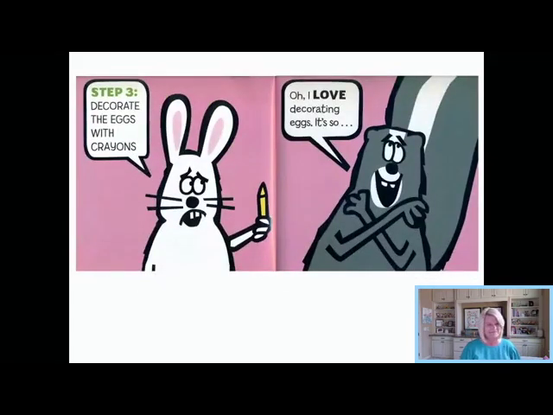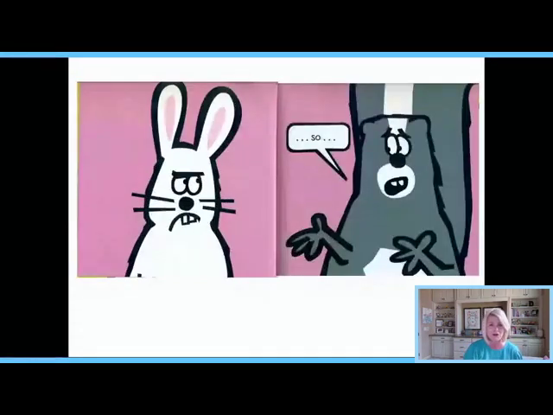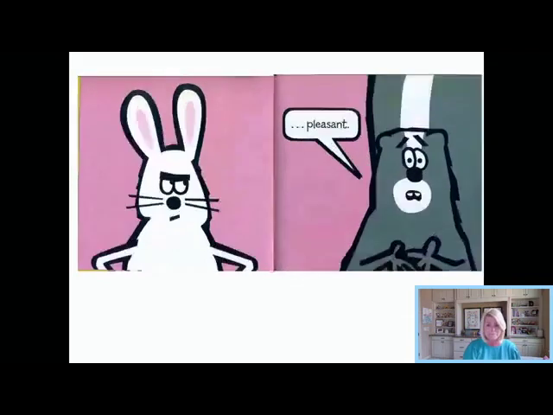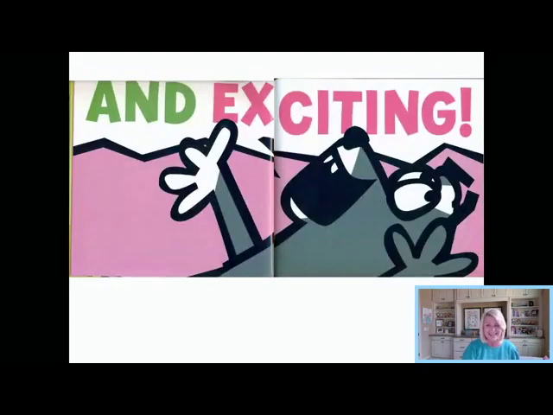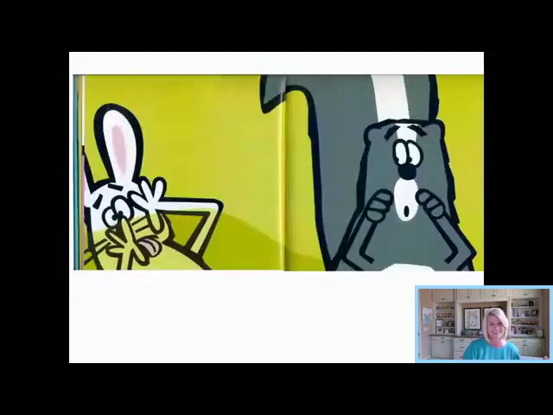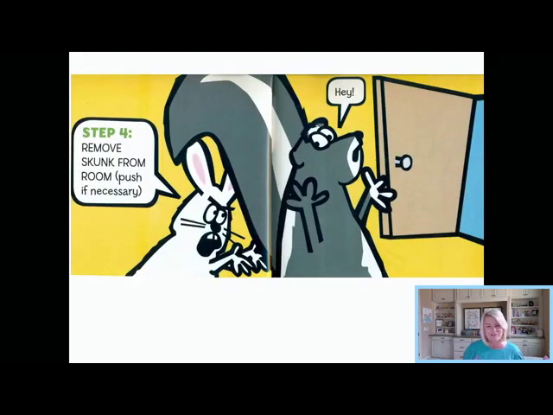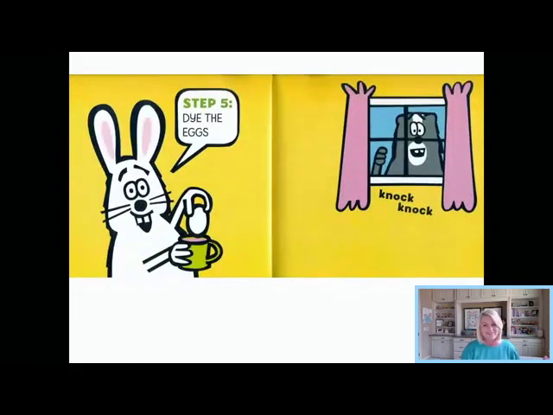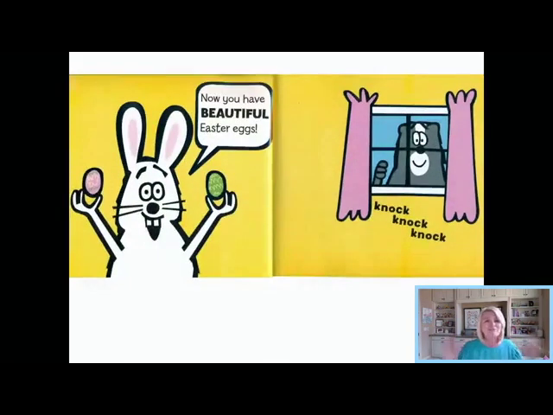Step 3, decorate the eggs with crayons. Oh, I love decorating eggs. It's so pleasant and exciting. Step 4, remove Skunk from room. Push if necessary. Hey! Step 5, dye the eggs. Now you have beautiful Easter eggs.